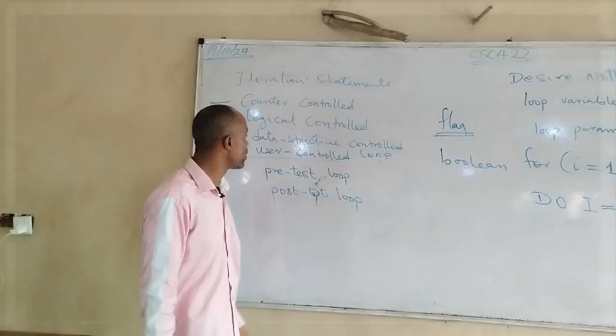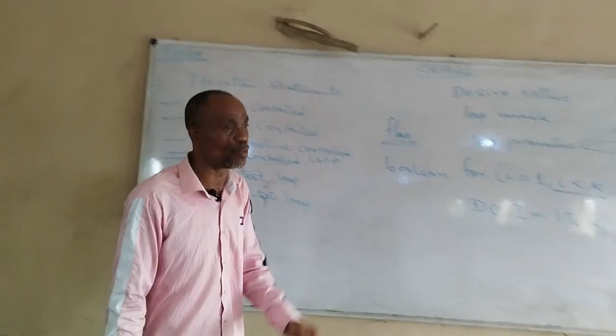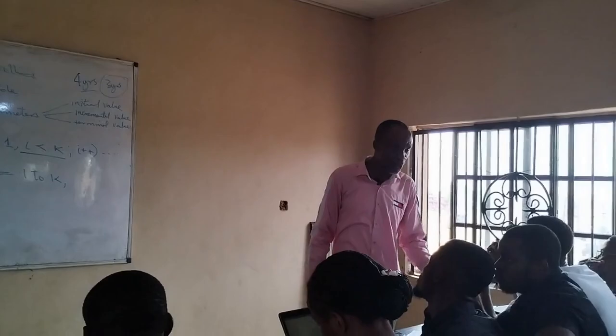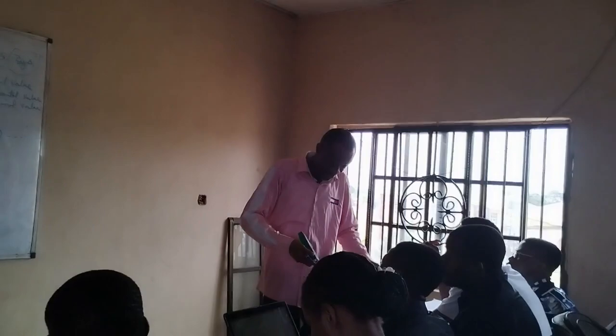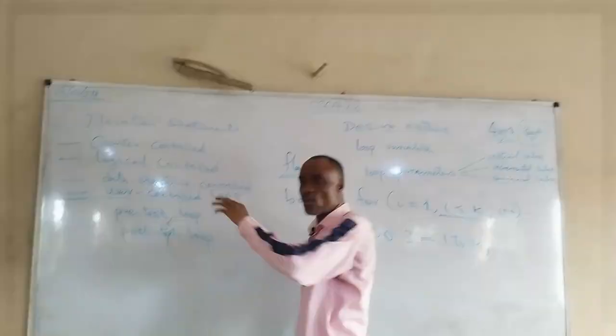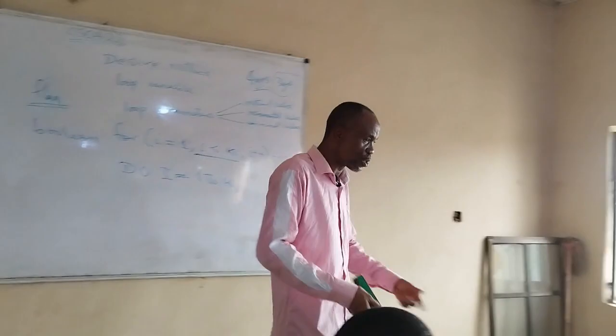Then, of recent, you people are dealing with graphs now. With the advent of the web, it became evident that certain things cannot be numerically controlled, counter controlled, or logically controlled, because the counter controlled loop is numerically controlled. Then we now have a situation where we have to go through some data structures. What controls the loop is the data structure.